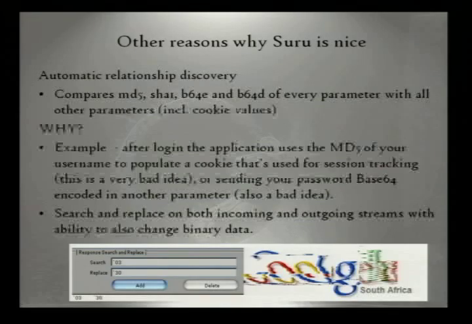Another thing that's nice about Suru is a feature called automatic relationship discovery. Let me first tell you what it does. It basically looks at every parameter that you send into the system at any time, and in real time, works out the SHA-1 hash, the MD5 hash, base64 encode, base64 decode of every parameter and puts that into a structure. And when you click on the auto relationship discovery button, it goes through all of the parameters that you've set, plus all of the derivatives of those parameters, and sees if there's any kind of match.